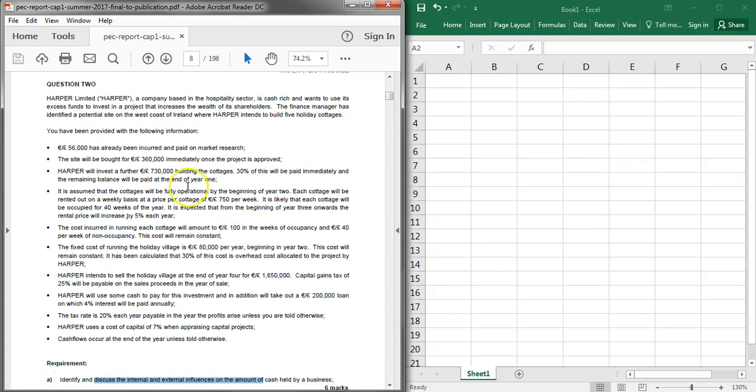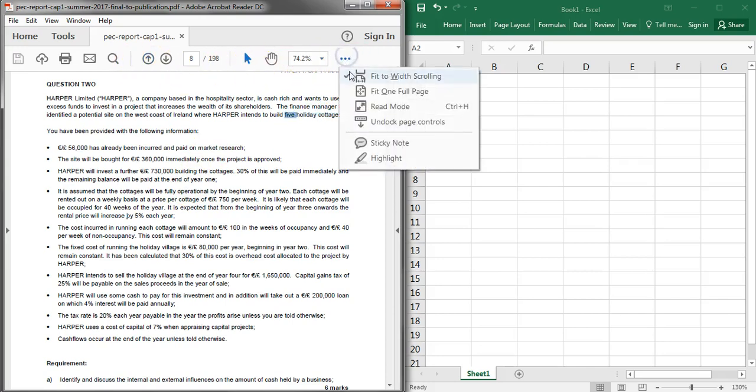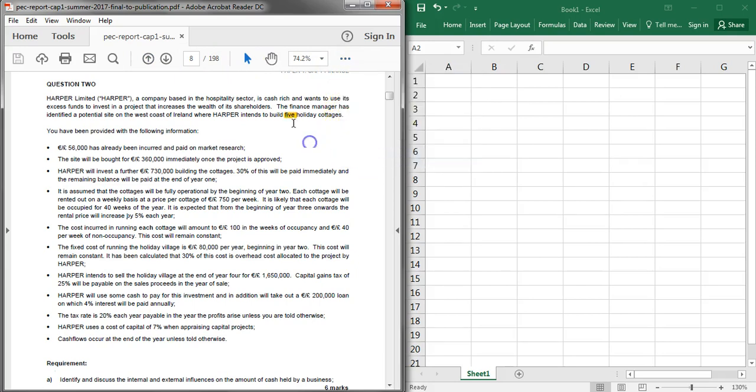So I've assumed you've read through the question. You essentially have a Harper company who's looking to build 5 holiday cottages. So again, a lot of students miss that. There's going to be 5 of them, so that's important in terms of your calculations. Right, so there's going to be 5 different ones. And we have a couple of things here.